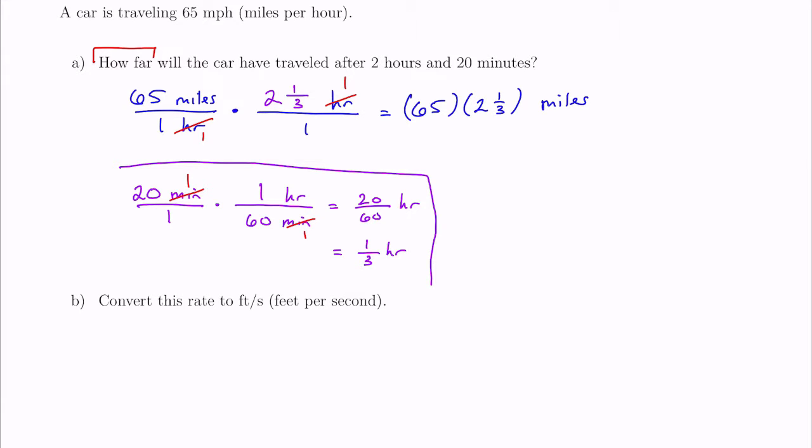Putting this into my calculator returns that this is about 151.67. Again, the unit there will be miles. So to answer the question, how far will the car have traveled in 2 hours and 20 minutes? The car will have traveled about 151.67 miles in 2 hours and 20 minutes.